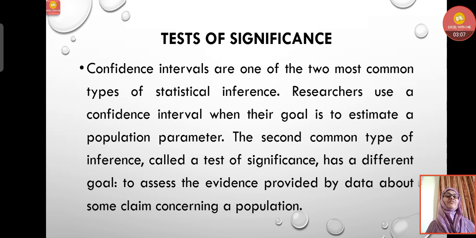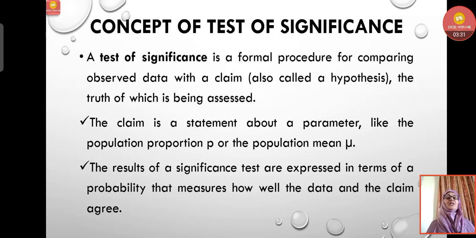Now, tests of significance. Confidence intervals are one of the two most common types of statistical inference. Researchers use a confidence interval when their goal is to estimate a population parameter. The second common type of inference, called a test of significance, has a different goal. What is that? To assess the evidence provided by data about some claim concerning a population. Now, let's see the concept of test of significance here.